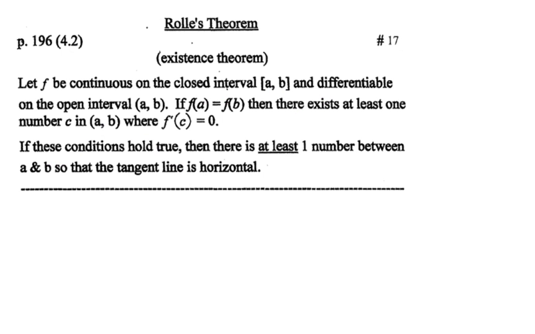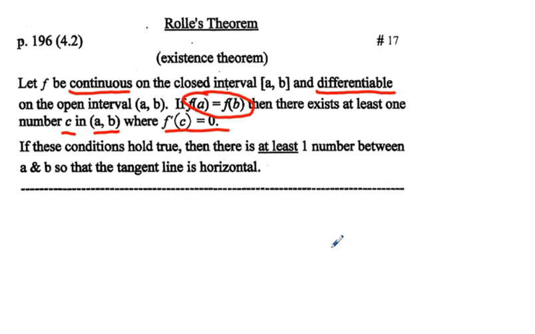Next, Rolle's theorem. Well, Rolle's theorem is really just a subset of the mean value theorem. And the only distinction between Rolle's theorem and the mean value theorem is that f of A and f of B have to be equal. Okay, and then if that's the case, there's going to be at least one number C in the open interval A to B where f prime of C equals 0. And again, the function has to be continuous and differentiable over the entire open interval from A to B.